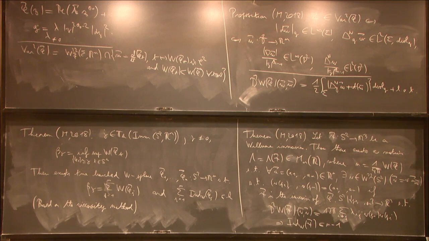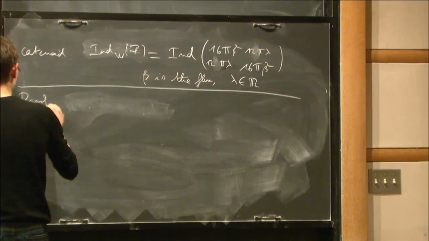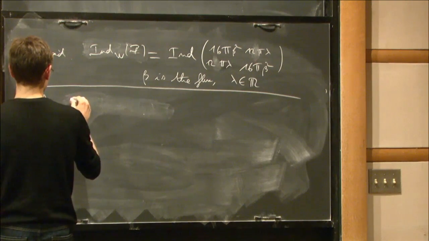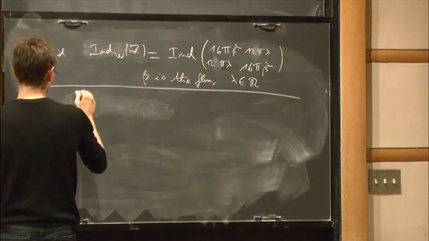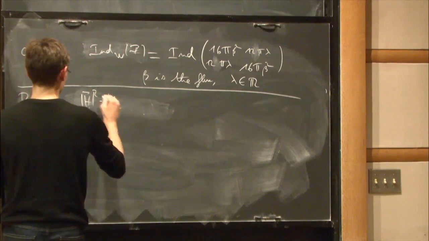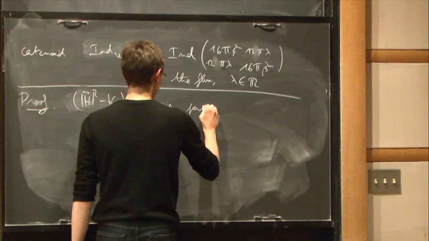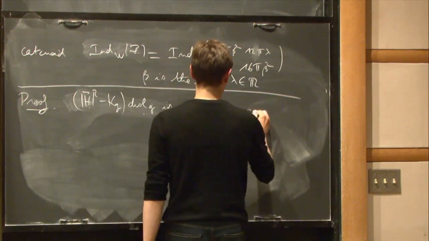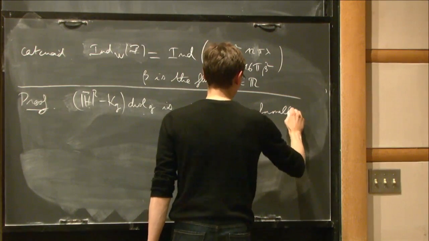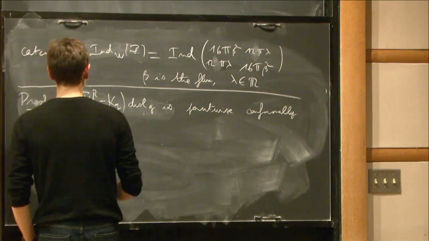So maybe we'll see on the explicit formula what we get. So, elements of proof. So recall that this quantity is pointwise conformally invariant.